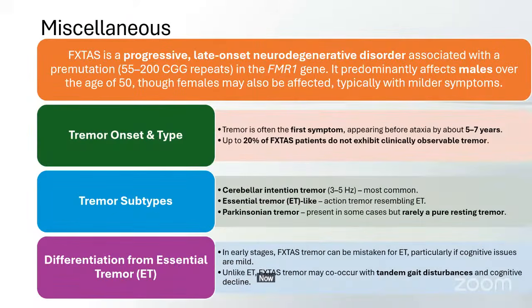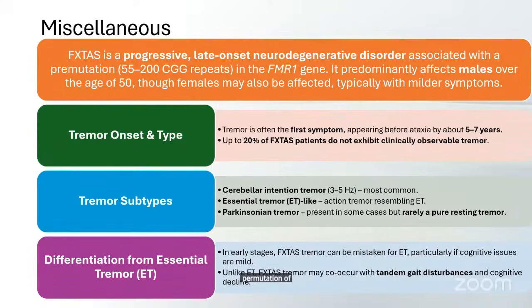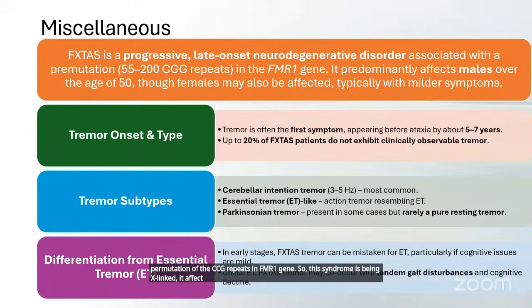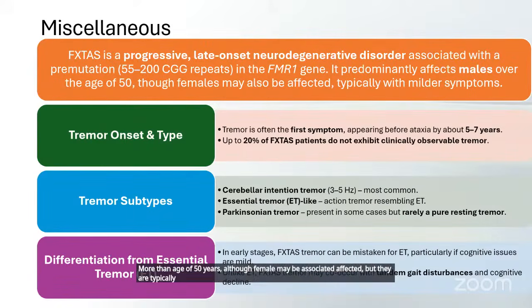Now coming to fragile X tremor ataxia syndrome, which is a progressive late onset neurodegenerative disorder associated with premutation of the CGG repeats in the FMR1 gene. So this syndrome is X-linked. It affects males more, usually older than 50 years. Although females may be affected, they typically have milder symptoms.